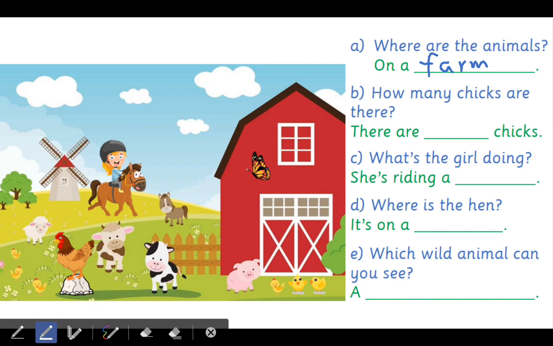Fantastic. So, how many chicks are there? How many chicks? 1, 2, 3. How many chicks? Do you want to count them? Let's count the chicks. 1, 2, 3. Help me. 4, 5, and 6 chicks. So there are 6 chicks. Oops. I rubbed out farm.